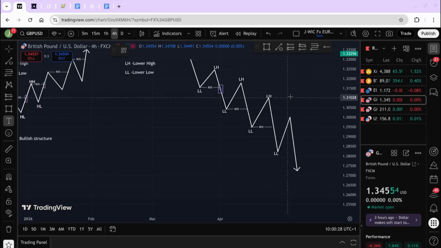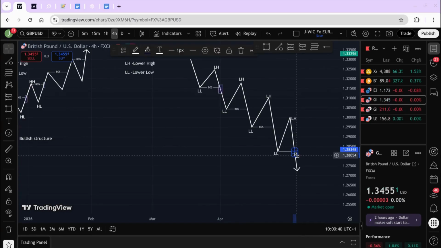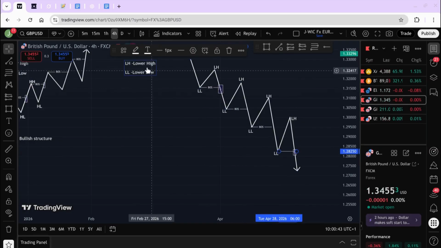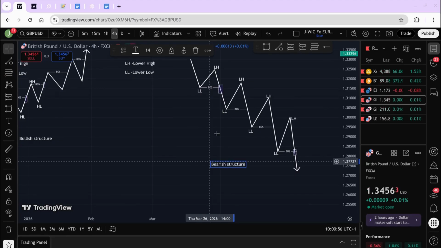Don't go far yet from this lower high. All you want to see is a break of structure to the downside. Confirming that break of structure, you should see the close of a body candle below that range. So this is for a bearish structure. Now let's go to a ranging structure.